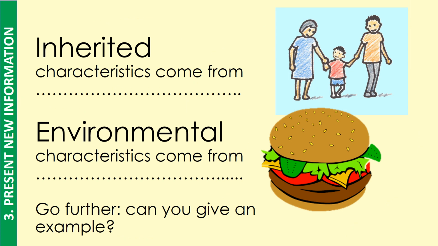So very quickly, I'd like you to have a look at this, see if you can fill this out. Inherited characteristics, where do they come from? Well, they come from our parents. Our environmental characteristics, where do they come from? Well, obviously they come from the environment. That might be our diet, that might be what we're exposed to, that might be chemicals we come into contact with. See if you can give an example.